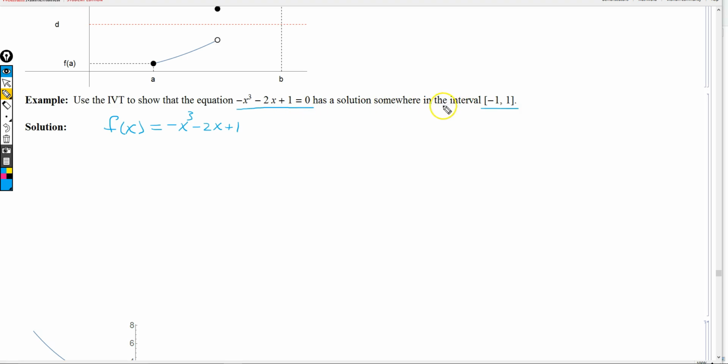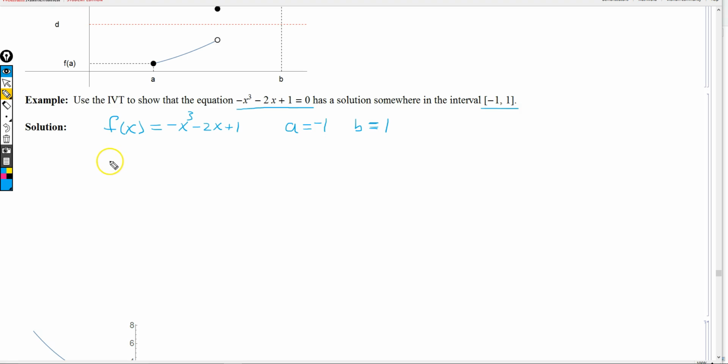Now, the a and the b referred to in the intermediate value theorem are going to be negative 1 and 1. So a is negative 1, and b is 1. Also note one other thing. This is a polynomial, so therefore it is continuous everywhere. So this function is continuous on the interval from negative 1 to 1.